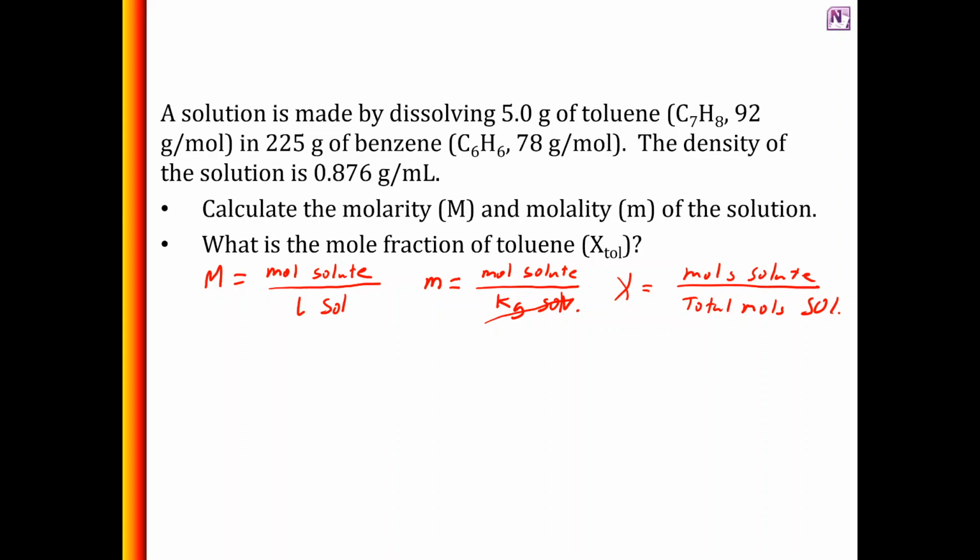Okay, so first let's calculate the number of moles of our toluene. Okay, so we'll take our 5 grams of toluene. I'm going to try to make those a little bit neater for the sake of space. So 5 grams of toluene. Let's just convert that to moles. So in 1 mole toluene, there are 92 grams. And I'm just going to use 2 sig figs since that's our limiting factor anyway.